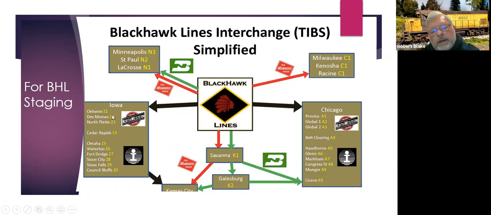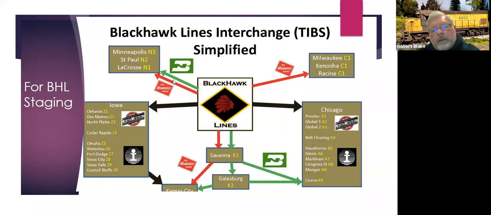Likewise, in Iowa, we have a number of specific destinations: Owine, Des Moines, North Platte, for the Northwestern, as well as destinations for the IC. I have Cedar Rapids in Iowa and Belt Clearing in Chicago that are kind of stuck by themselves. On the Blackhawk lines, cars that are routed for those destinations can travel in either IC or Northwestern trains.